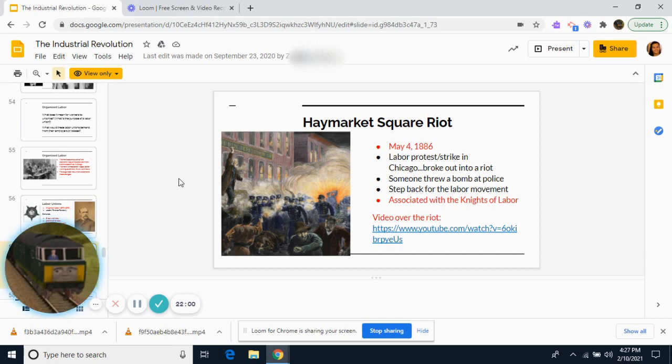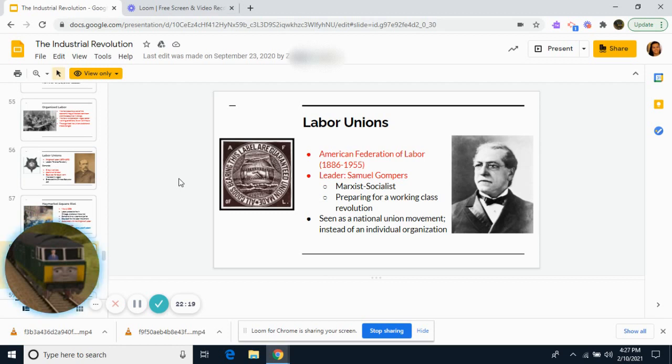Haymarket Square riot, May 4th, 1886. A labor protest in Chicago broke out into a riot. Someone threw a bomb at the police, a step back for the labor movement. Associated with the Knights of Labor. I would do a reaction video on the riot, but I'm not ready to do that yet.